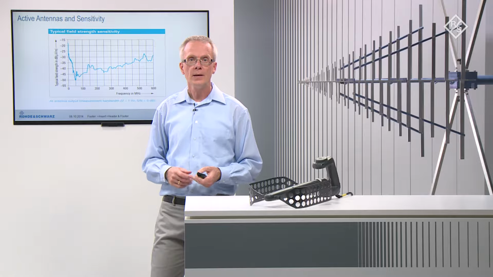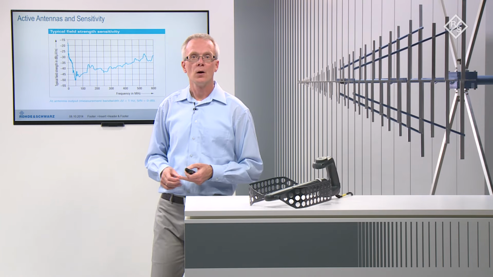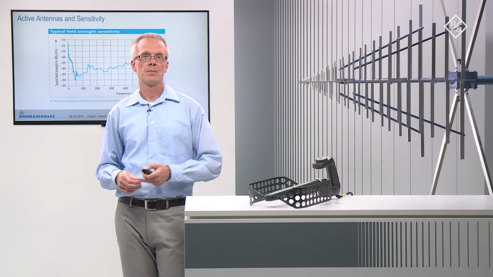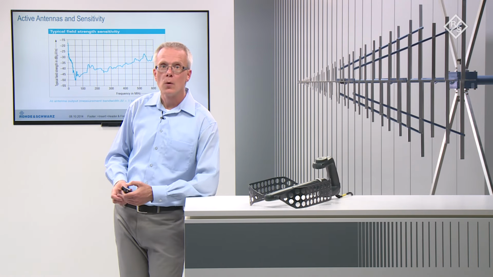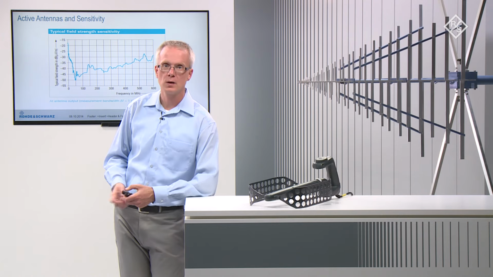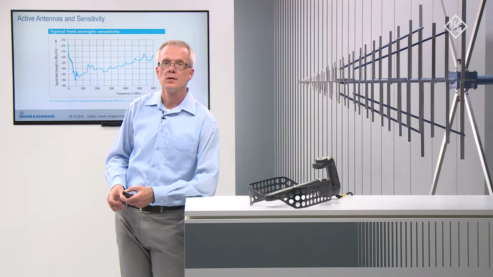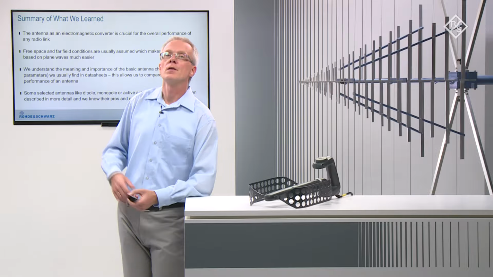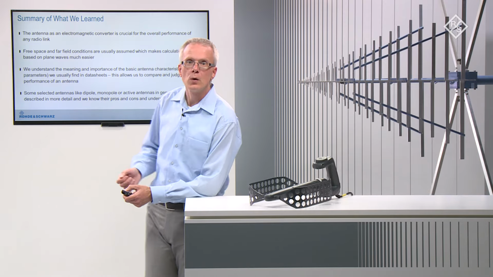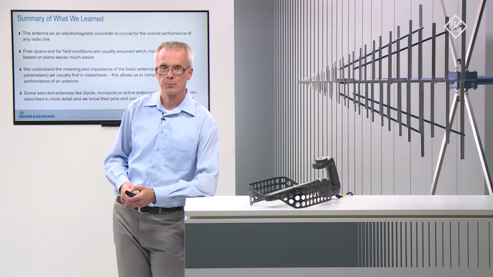This is the end of the third part of the Rohde Schwarz webcast. Obviously, dipole, monopole or active antennas are just a few examples of many more antenna types that are in use these days. So let's summarize what we have learned in this short training.